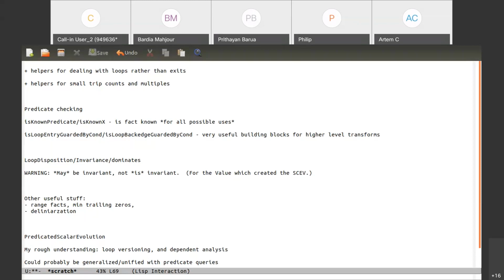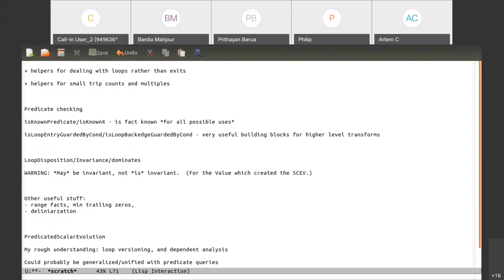Some of the most useful queries that we end up asking is known predicate, which allows you to ask a generic question about any two SCEVs and the relationship between them. There's an entire family of query routines like is known non-zero, is known positive, et cetera. Basically all the things you're used to from value tracking, but as implemented over SCEVs.